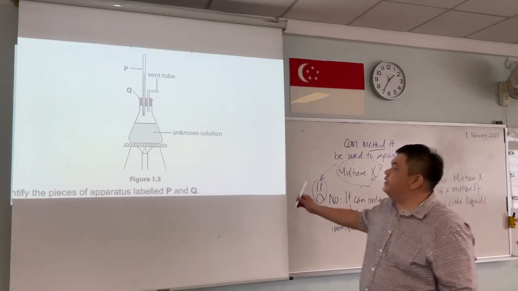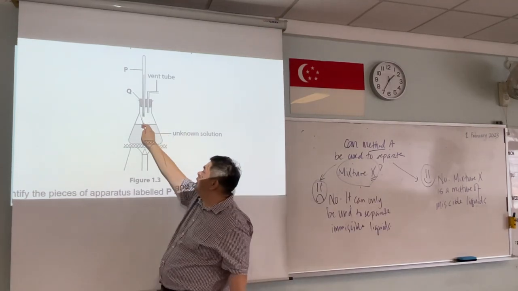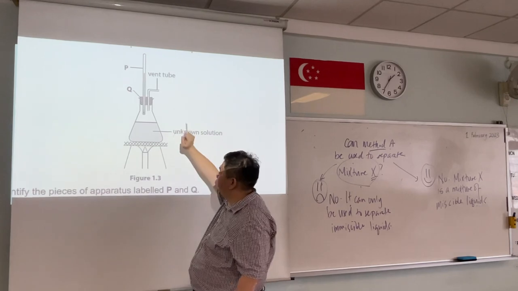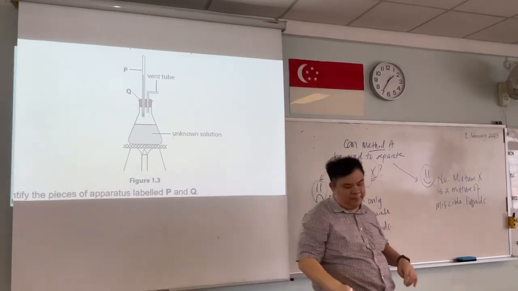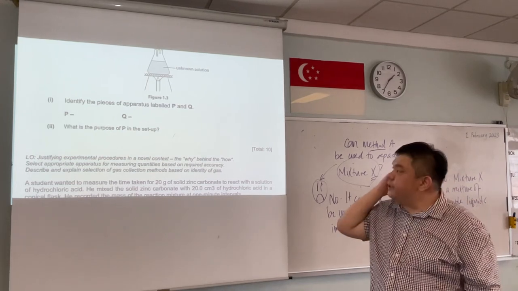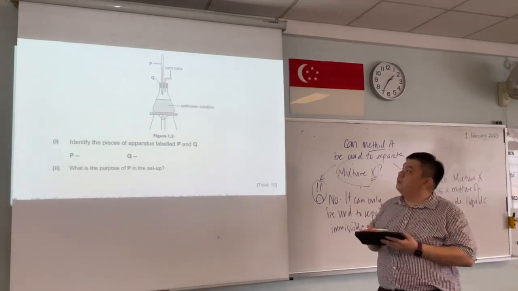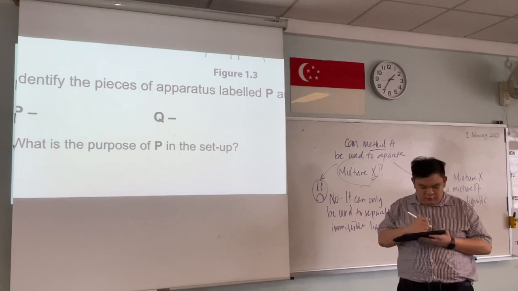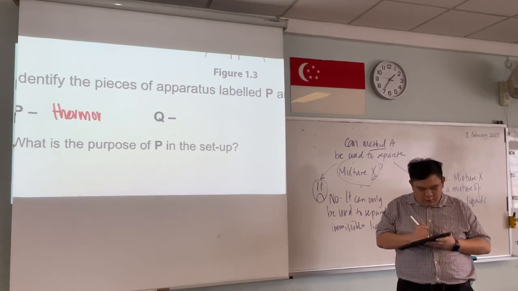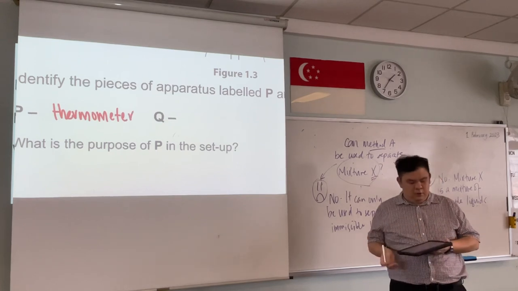Okay, so there is a vent tube, there is a thermometer, there is an unknown solution, and then it is a conical flask, and then there's a Bunsen flame on. Now, identify the piece of apparatus named P and Q. What is P? Thermometer. Q will be?